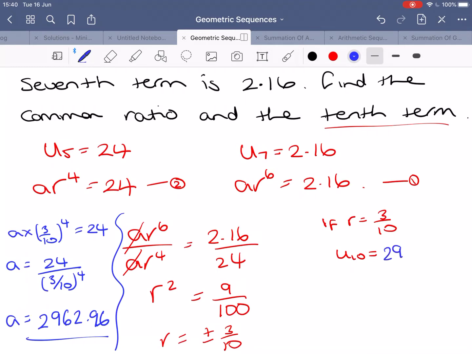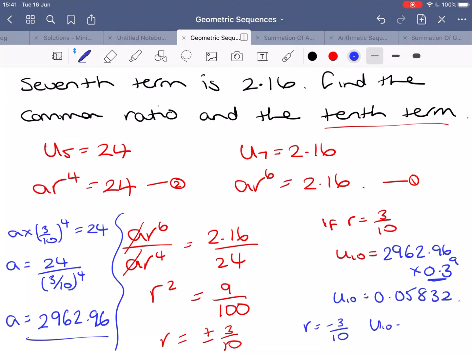So then I can go back to working out what the 10th term is. It's going to be 2,962.96 multiplied by 0.3 to the power of 9. So times 0.3 to the power of 9, and we get an answer of, our U10 is just going to be 0.05832. And if I did want to say if R equals minus 3 over 10, I don't actually have to put it in. I just have to think, what happens to a negative number to the power of 9? Well, a negative number to the power of 9 is just going to be negative. So my U10 would just be minus 0.05832.